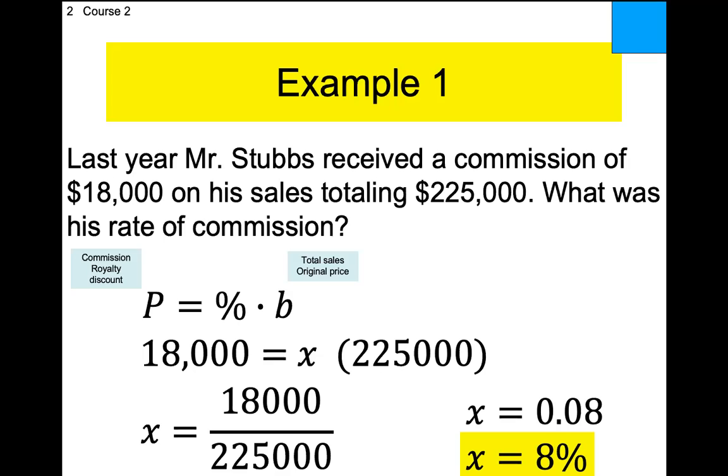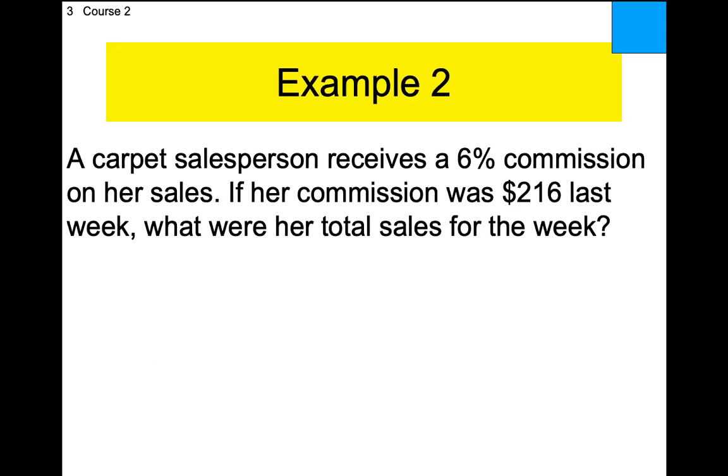Okay, so the key here is knowing to use this formula for the scenario of percent, royalty, and commissions. Secondly, knowing that the P stands for the money, the royalty, the commission, or the discount. And lastly, B is either total sales, hey, we have total sales here, or the original price. The original price will be for a discount one. We're going to do a couple of these.